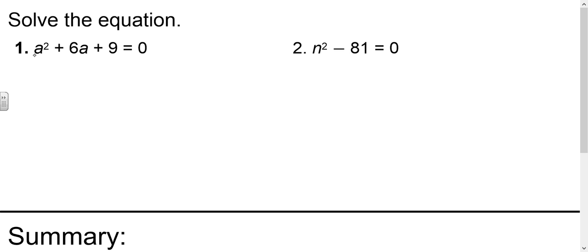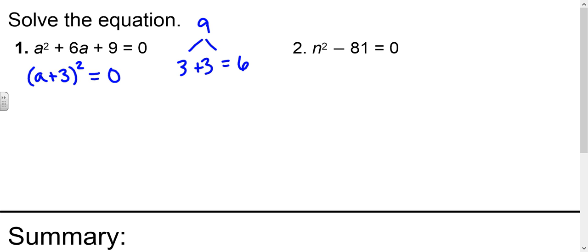So we're going to factor a squared plus 6a plus 9. So what multiplies to be 9 and adds to be 6? I have 1 and 9, and I have 3 and 3. So I'm going to have a plus 3 times a plus 3, or that would be a plus 3 squared, equals 0. And so I know if I take two numbers multiplied together and the answer is 0, that means one of those things has to be equal to 0.